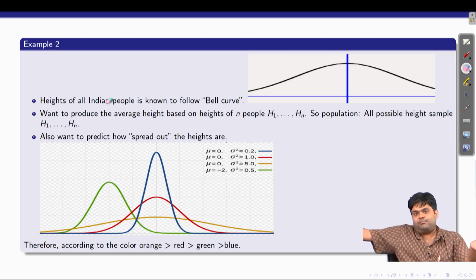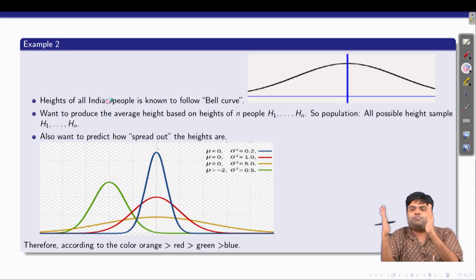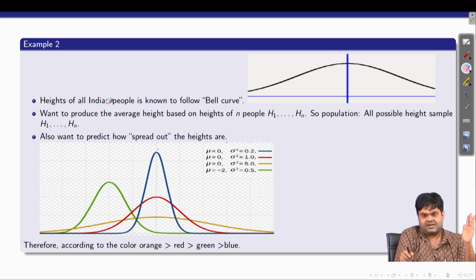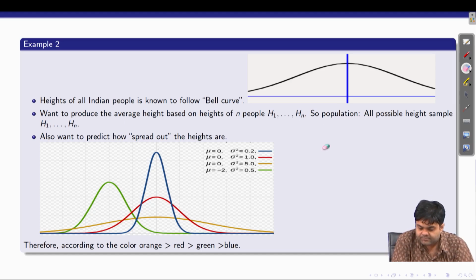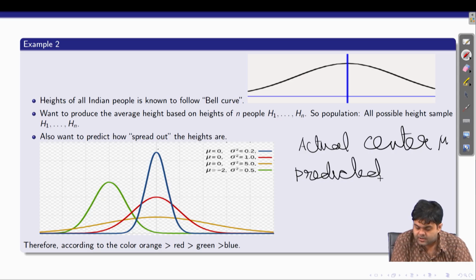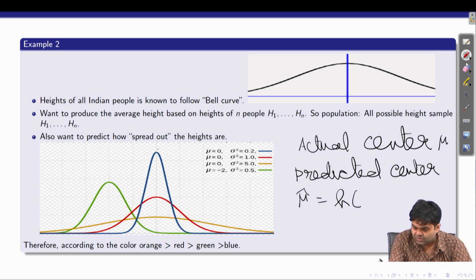So, if h1, h2, hn belonging to a particular set has certain probability, then the difference between the predicted center, the average height based on h1, h2, hn, and the actual height will depend on h1, h2, hn, and hence it will be probabilistic. So, let us say the actual center is mu, and the predicted center mu hat is equal to some function f of h1, h2, hn. Well, h is a bad choice because we have capital H.